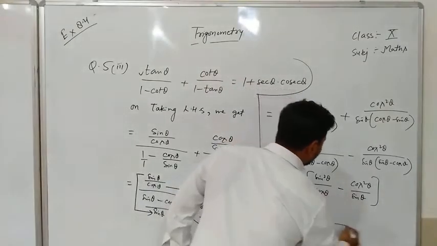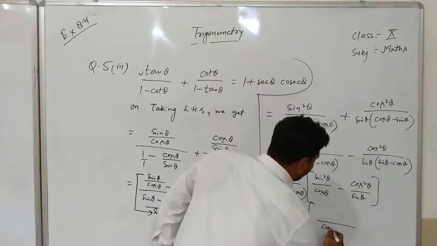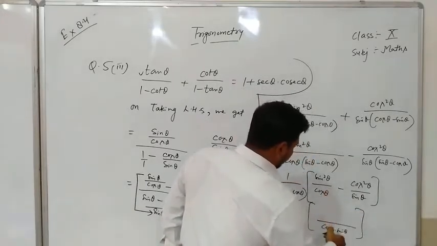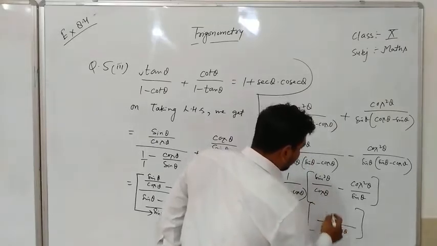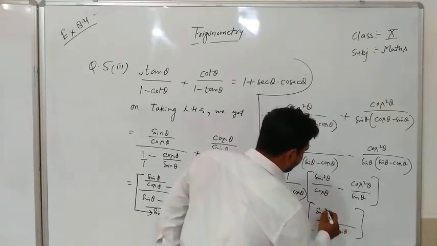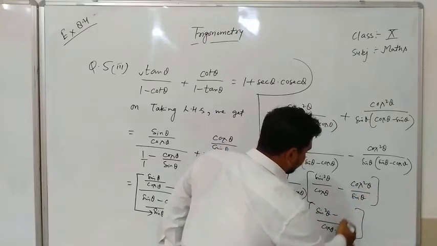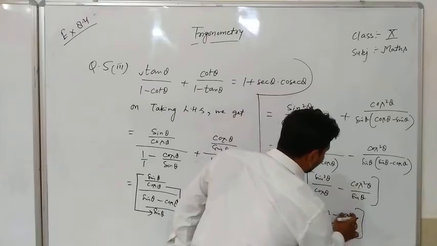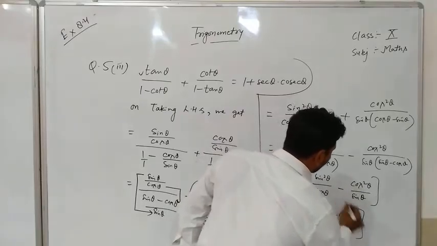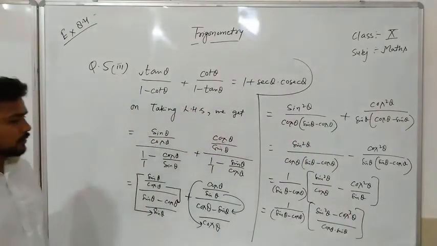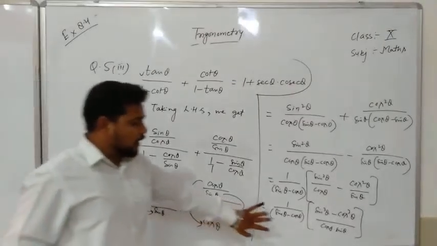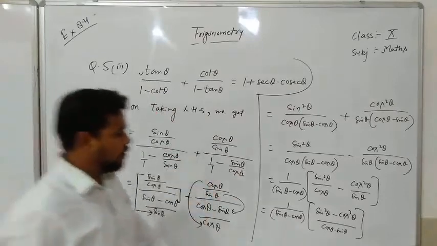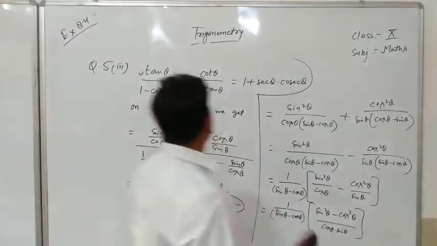For cos theta and sin theta, the LCM is cos theta into sin theta. Cos theta is cancelled with cos theta, so sin theta gives sin cube theta, minus, sin theta is cancelled with sin theta, then cos square theta into cos theta, that is cos cube theta. Okay students, now I am taking that question to the next side and forwarding it now. So see, all of you.